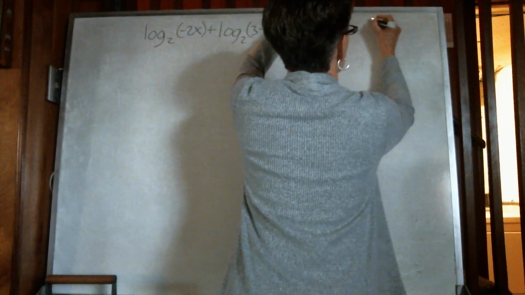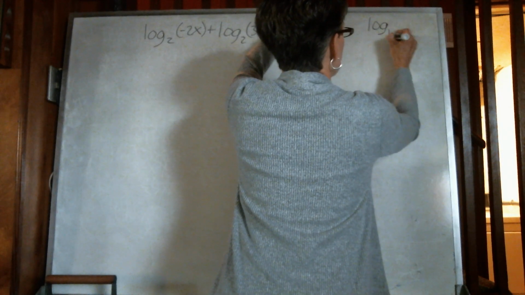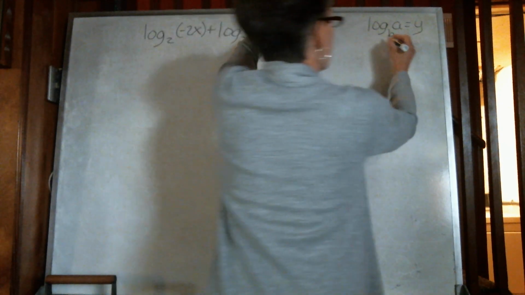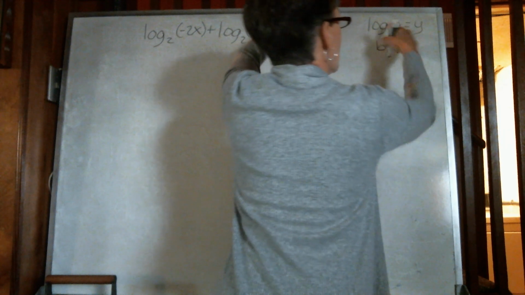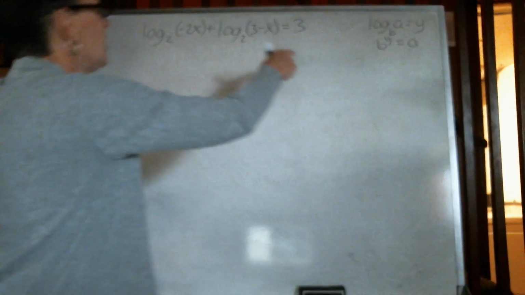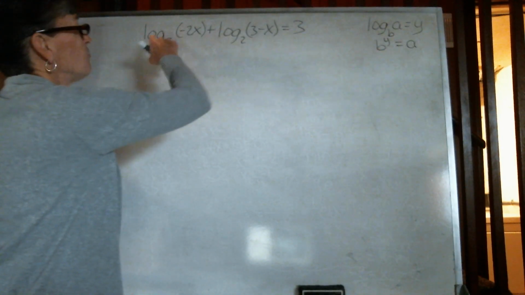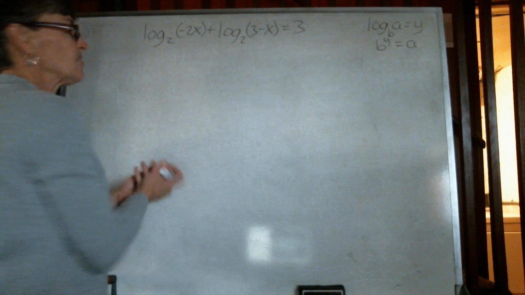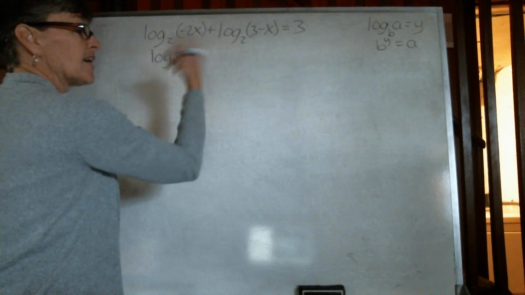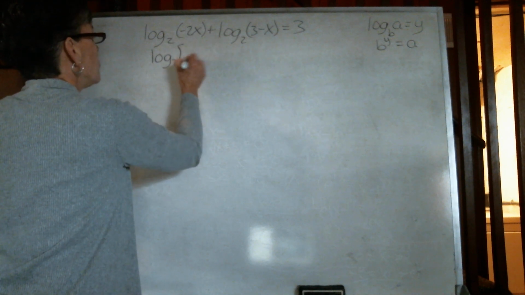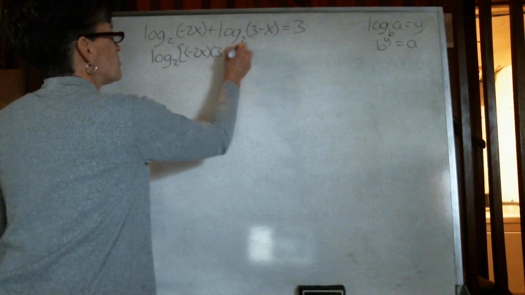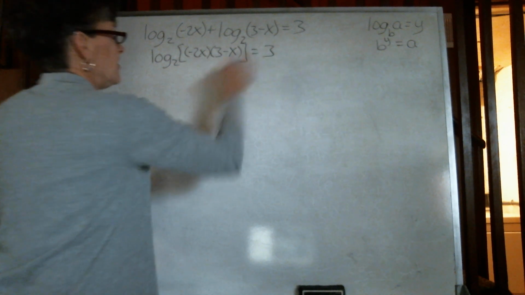All right, so the definition of a log says that if log to base b of a equals y, then b is the base, a log is an exponent, y is the exponent, and that equals the argument of the log. Well, I can't use that right now because I have more than one log, so I'm going to use my log properties to condense my log statement. Since I'm adding logs, I can multiply their arguments and write one log of negative 2x times 3 minus x, and that equals 3.